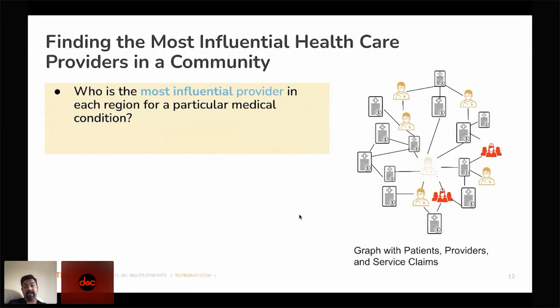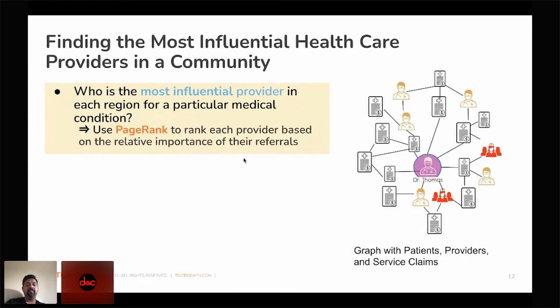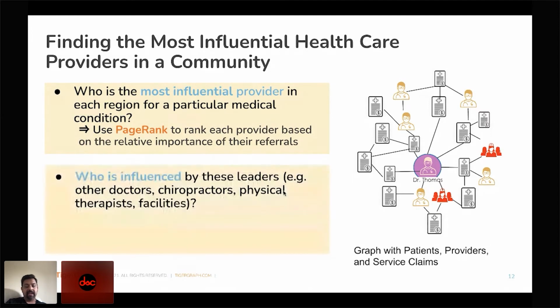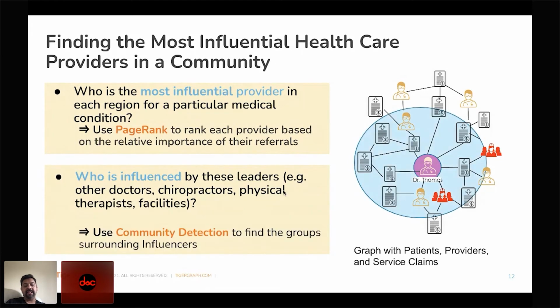As a pharmaceutical company, you can find the most influential doctors, target them, and those essentially will help you take your drug to market, your new cancer drug, your new diabetes drug, your new hypertension drug. You target the most influential people first. So that's what you want to find out. You can use PageRank basically to find the most influential person. In this case, it's Dr. Thomas. Now, after you have done that, who are the community that's influenced by these leaders? And that's basically community detection. So that's how you detect community connected around a particular influential person.